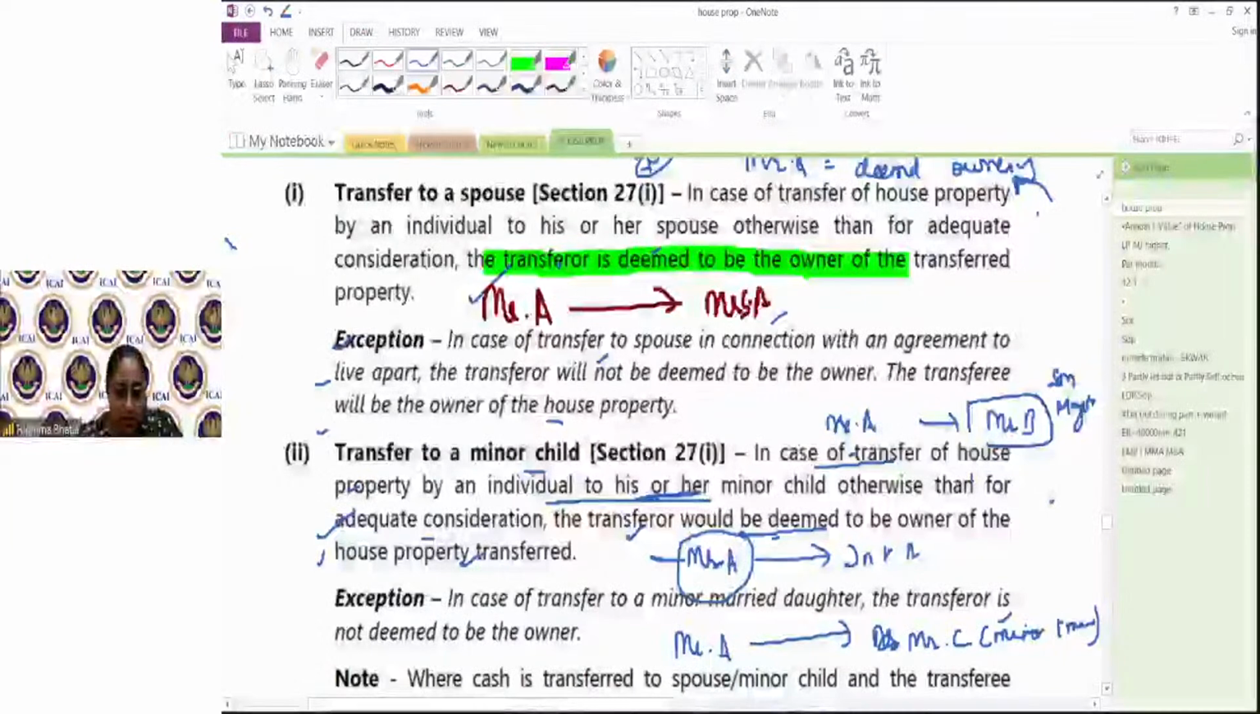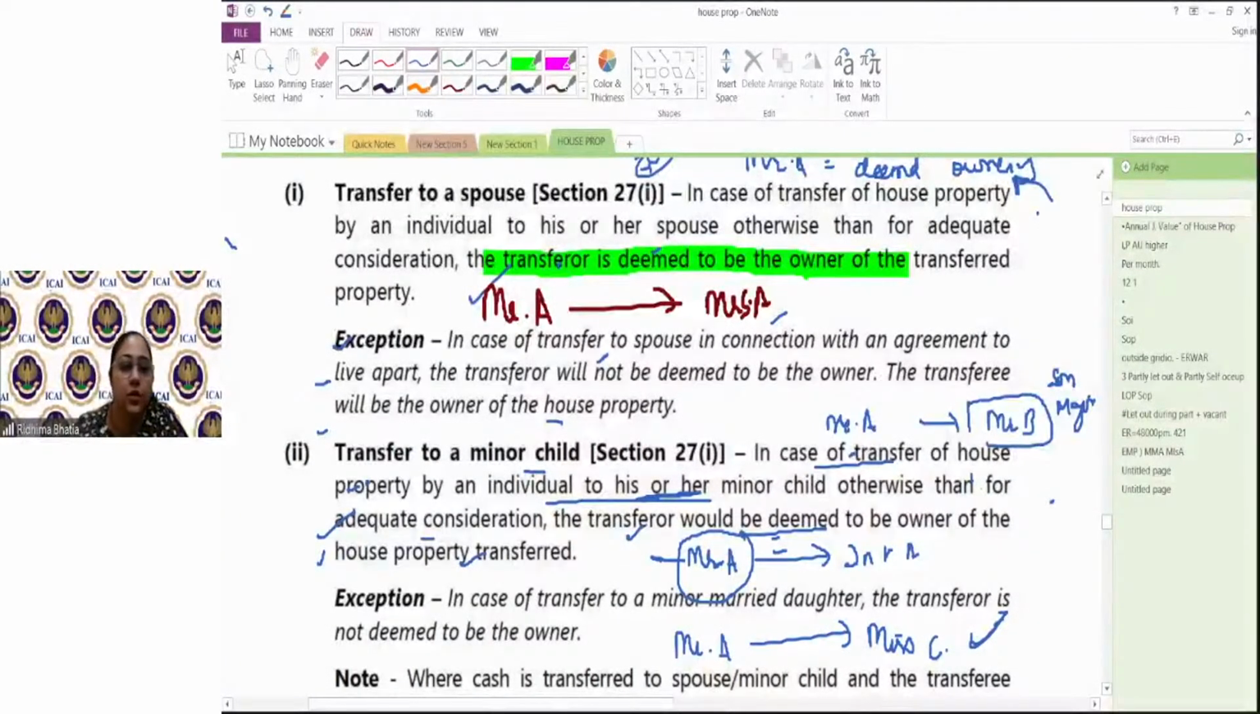But had this girl, Miss C, not been married, and the property had been transferred by Mr. A to his daughter, Miss C, then it would have been a case of deemed ownership. Got it?